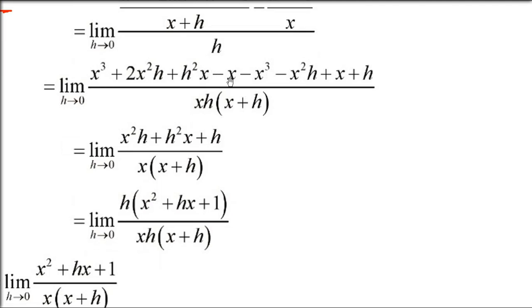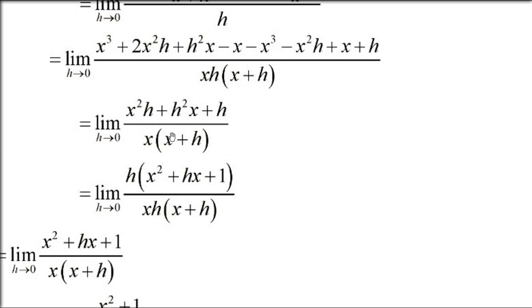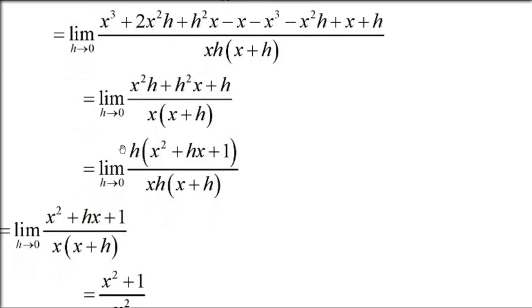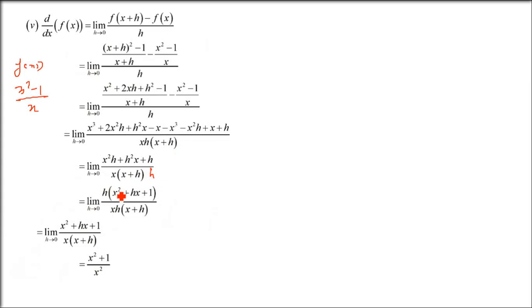So what is all going to cancel? x cube gets cancelled. You have 2x square h minus x square h, h square x will remain, h will remain, x also gets cancelled. Okay, so x plus h. Now we can take h common from here, and since we have h in the denominator already, from the first principle, this gets cancelled. Now put h as 0. Wherever h is there, just forget about that term. We have x square plus 1 by x square. This is the final result.